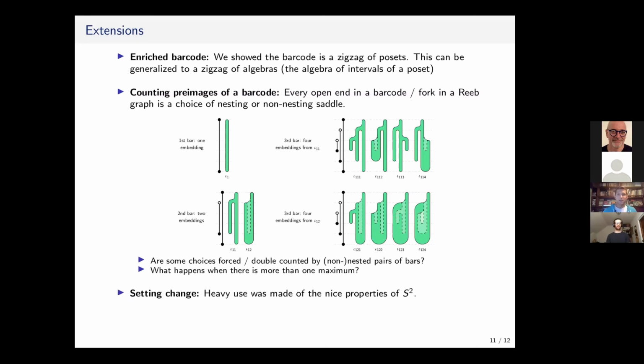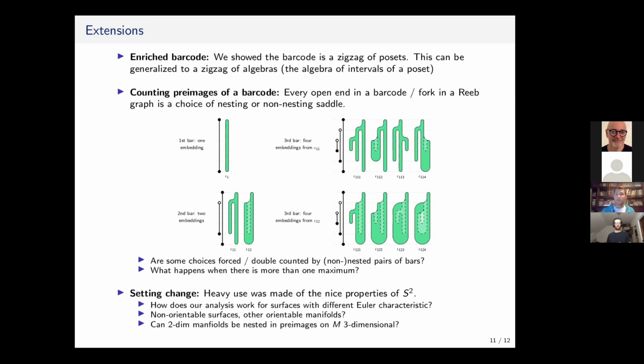And the final direction to think about is, what if we didn't use the sphere? Because we definitely used some nice properties of the sphere, the Euler characteristic, existing results. But what if it was a different surface? So staying in two dimensions, but we change the Euler characteristic. Or what if it wasn't even orientable, some n-dimensional manifold? For instance, we can think of 3-dimensional manifolds.